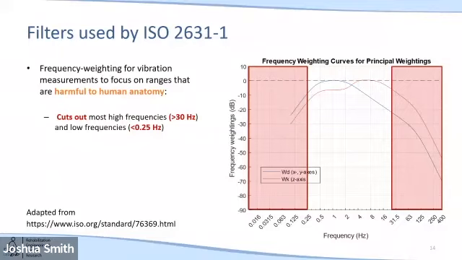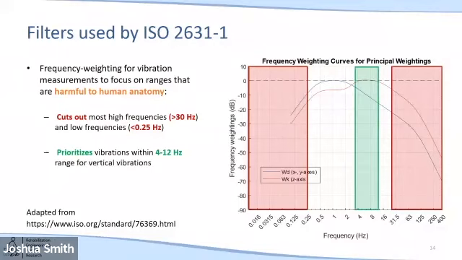You're also cutting out anything over 30 hertz, and you're really zooming in on these 4 to 12 hertz frequencies. That's what affects the human tissue. That's what causes the lower back pain, neck pain, shoulder pain, based on studies in the workplace, essentially.